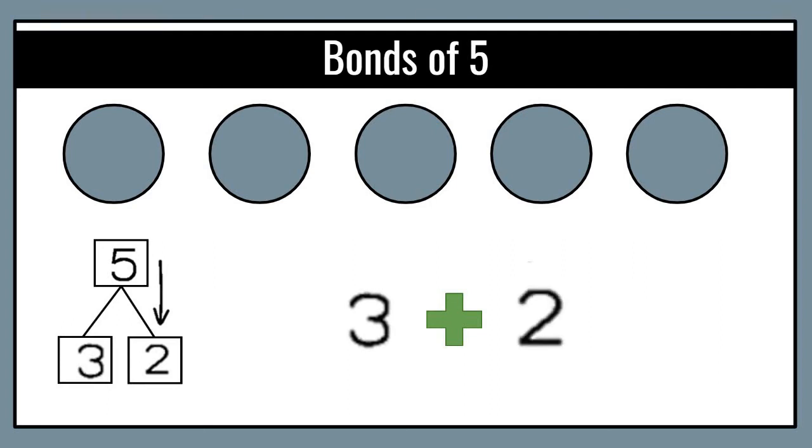3 plus 2 equals, because we want to know the answer, 5. Well done. 3 dots plus 2 dots makes 5 dots. Therefore, we can say that 3 and 2 are bonds of 5.